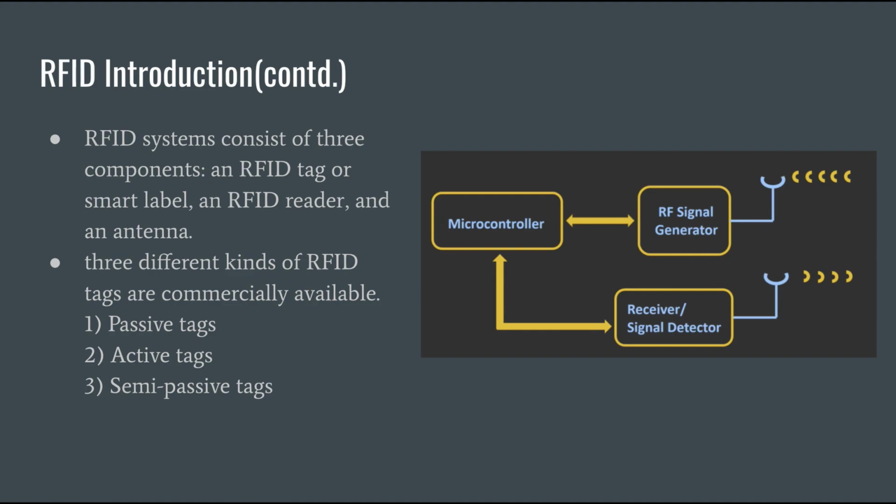Now, there are three different types of RFID tags that are commercially available: passive tags, active tags, and semi-passive tags. Passive tags do not have any power supply. They get their power from the incoming radio waves from the readers, while active tags have a power source for their internal circuitries, and for sending the response to the reader, they also use their own power supply. In the case of semi-passive tags, they have a power supply for internal circuitries, but for sending the response they rely on the radio waves received from the reader.